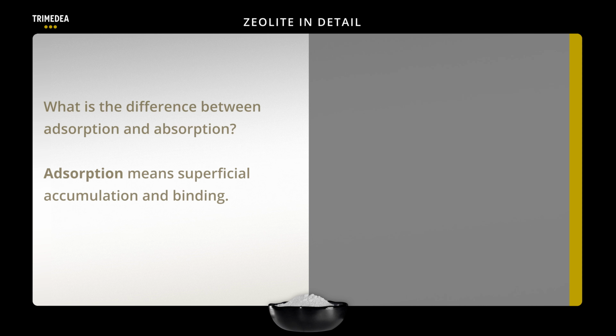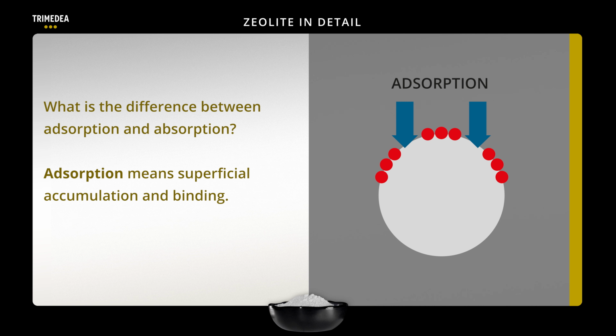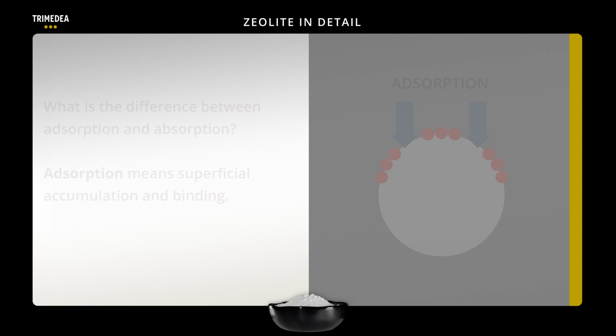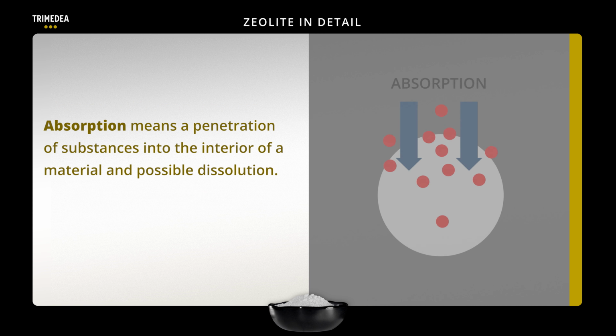What is the difference between adsorption and absorption? Adsorption means superficial accumulation and binding. Absorption means a penetration of a substance into the interior of a material and possible dissolution.